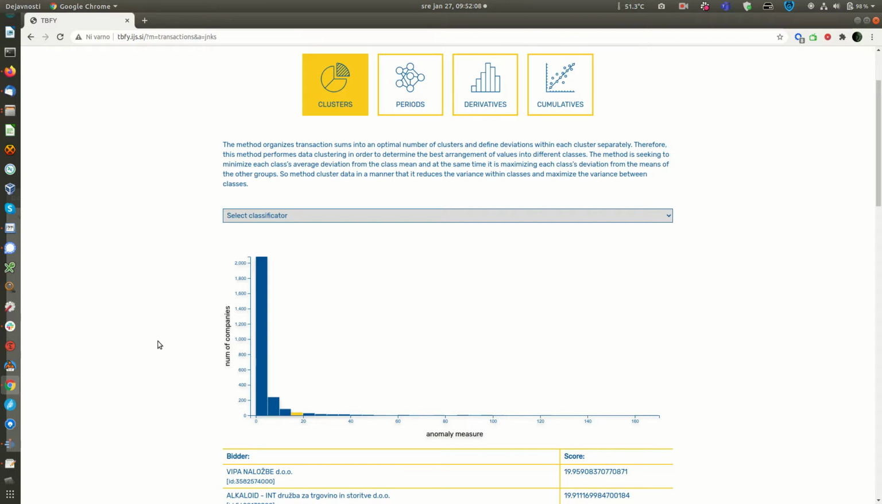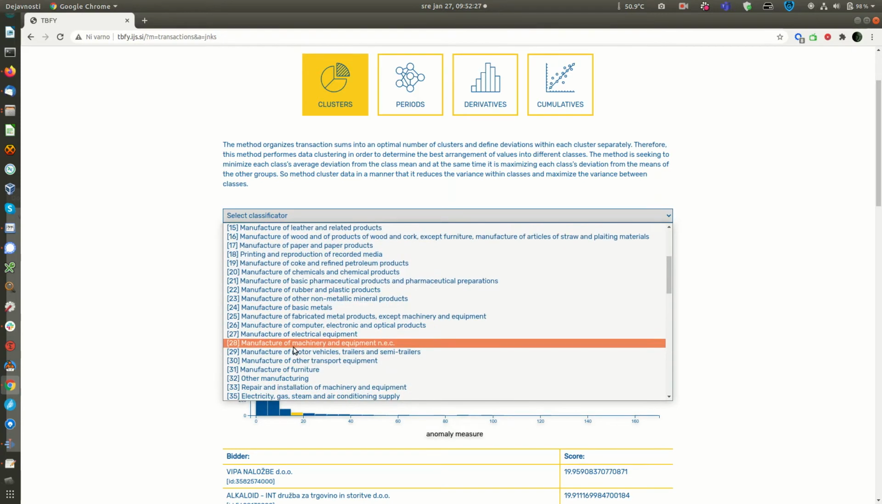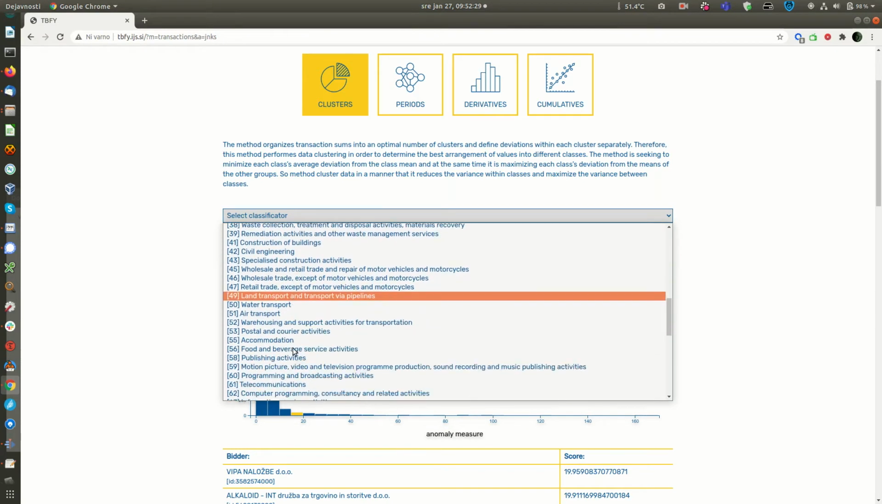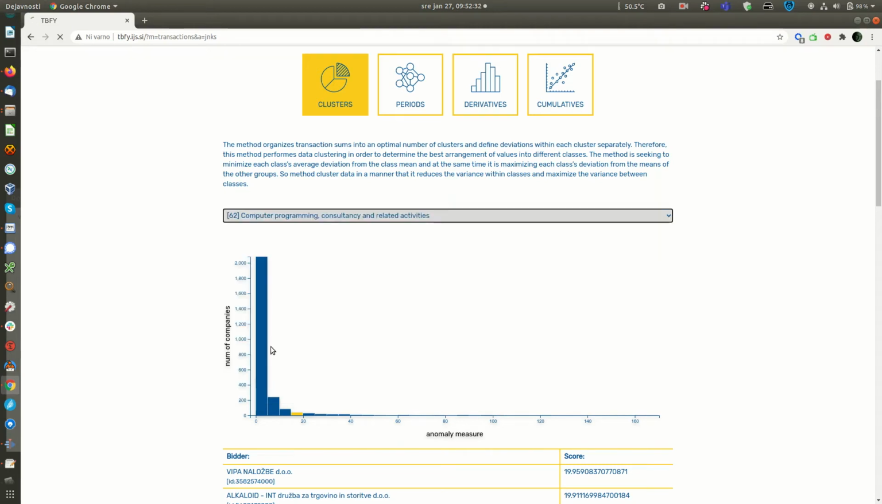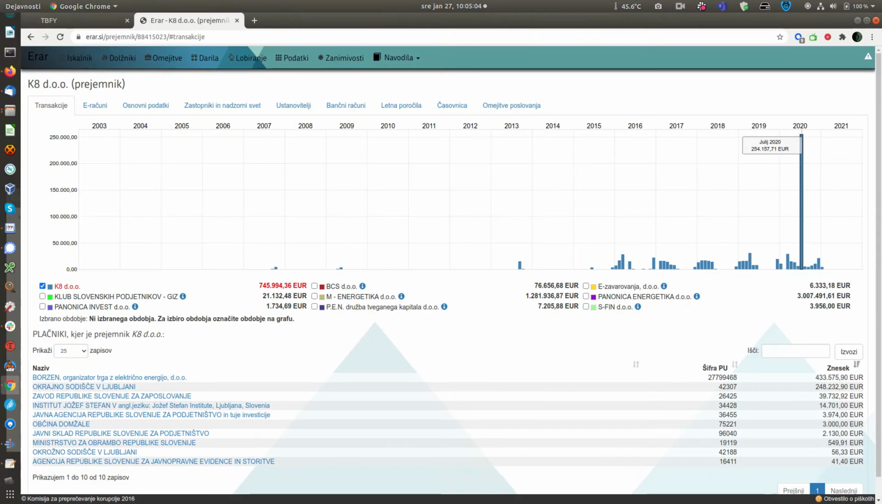So the method clusters the data in a manner that reduces the variance within classes and maximizes the variance between classes. As already mentioned, we can analyze the whole dataset or select a specific industry sector. For instance, if we select computer programming, consultancy, and related activities, we can quickly spot a company called K8 with the highest anomaly score. If we take a look into the ERAR application, we can see a great deviation in payments to that specific company in July 2020.